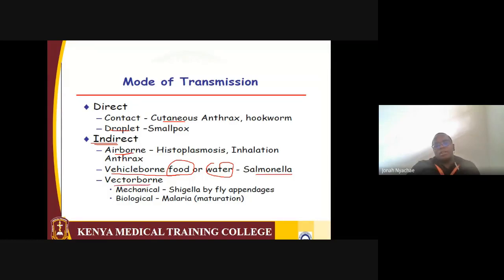And then we also have vector-borne. The vector-borne are where you must be bitten by some other agent so that it can transmit. So vector-borne, we have those which are mechanical because of the appendages, like Shigella, which has to bite you to be able to cause the disease. And then we also have biological, where, as in the life cycle of malaria, the disease-causing agent has to mature within a particular animal. So that becomes biological.